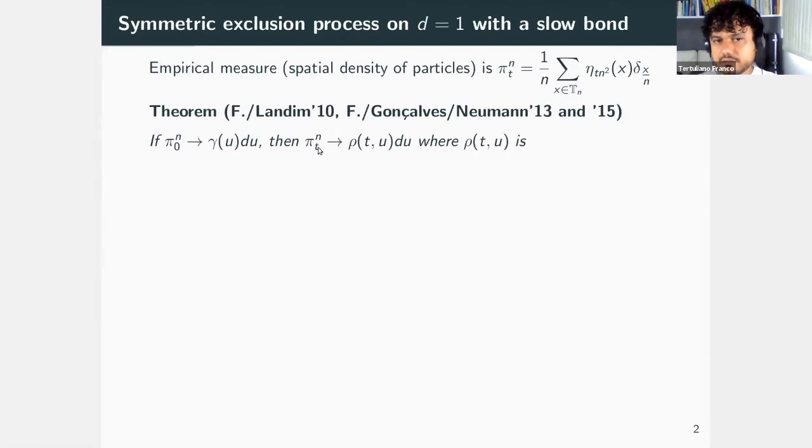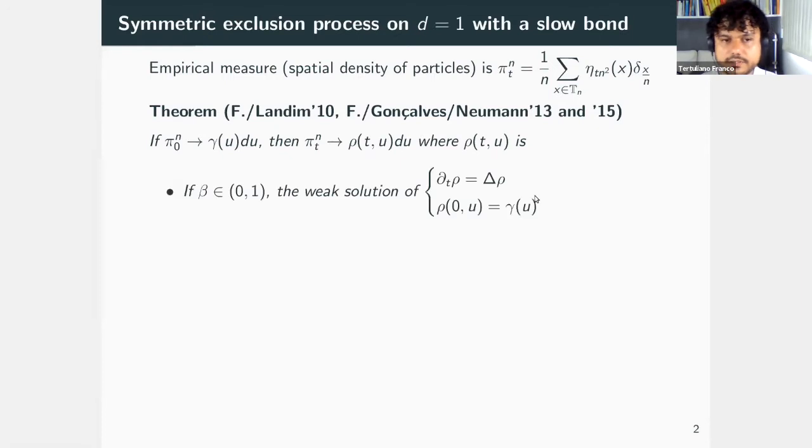Then at time t, this converges to rho of t and u, a function of space-time. If beta is between 0 and 1, the limit is the solution of the heat equation, which would be the same limit as if there was no slow bond. It means the passage of particles across the slow bond goes to 0, but it's not enough to have any macroscopic effect. It's not strong enough to make any macroscopic change.